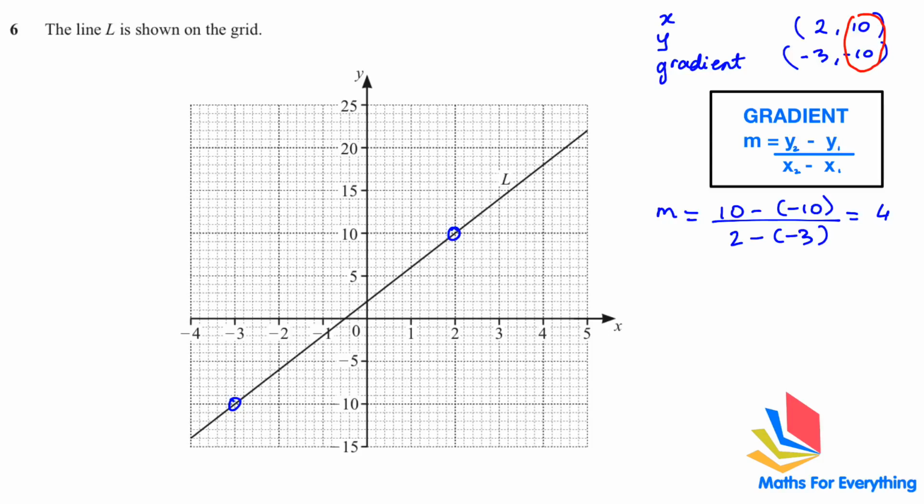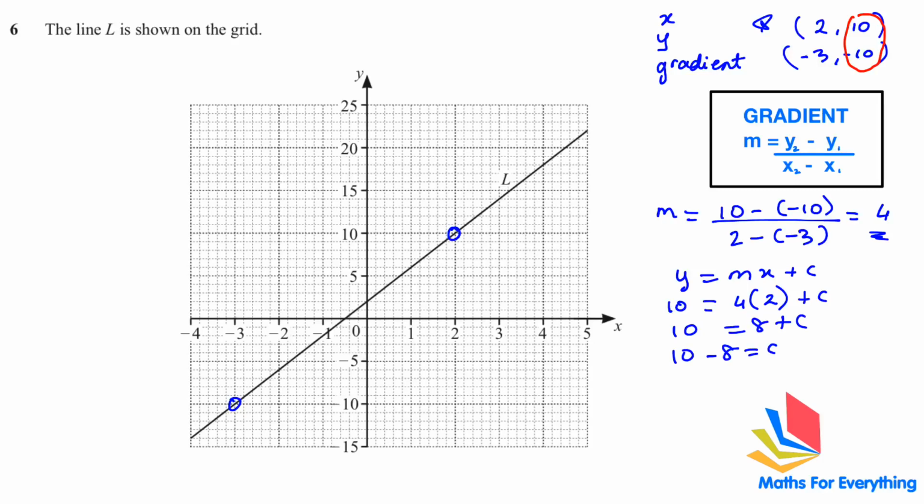After you found your gradient, in the equation y is equal to mx plus c, choose any one point. I'm choosing this point, 2 and 10. Replace it. So your y is 10. Replace your gradient, which is 4, and your x is 2. 10 is equal to 8 plus c. The 8, when we bring to the other side, will be negative. Therefore, -2 is equal to c.